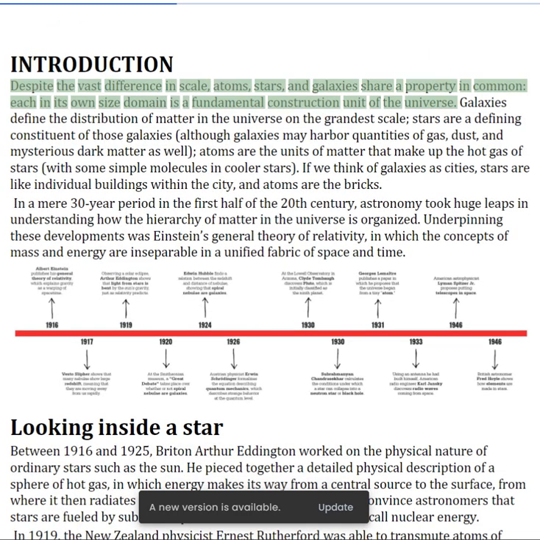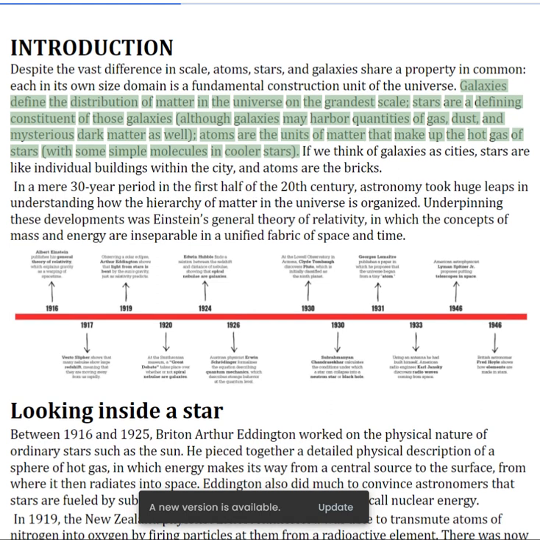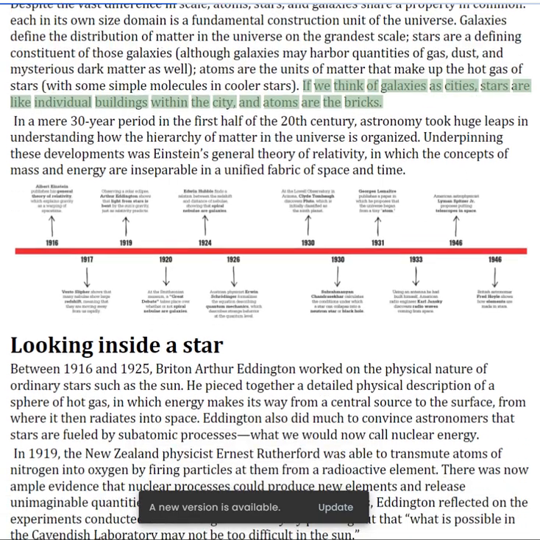Introduction. Despite the vast difference in scale, atoms, stars, and galaxies share a property in common: each in its own size domain is a fundamental construction unit of the universe. Galaxies define the distribution of matter in the universe on the grandest scale. Stars are a defining constituent of those galaxies. Atoms are the units of matter that make up the hot gas of stars. If we think of galaxies as cities, stars are like individual buildings within the city, and atoms are the bricks.